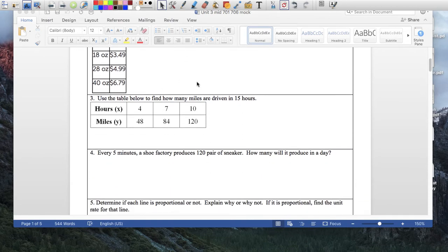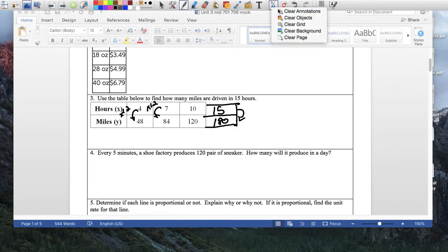Use the table below to find how many miles are driven in 50 hours. So 15 hours. So again, you can extend that. There's no reason why you can't. So 15 hours you would put over here. So we need to find this relationship here. So we can find k, and you can tell that 4 to 48 is times 12, 7 to 84 is times 12, and 10 to 120 is times 12. So we're going to multiply 15 times 12, and you get 180 miles.